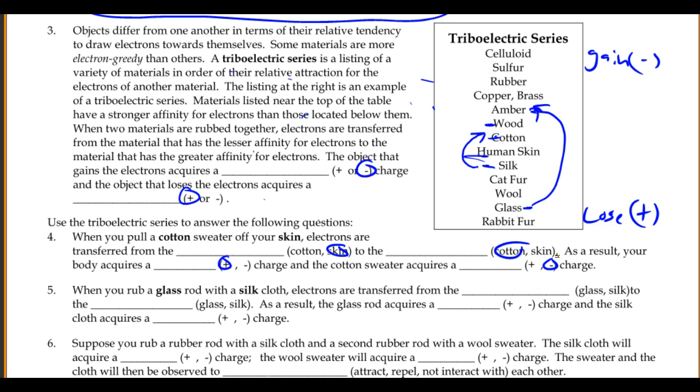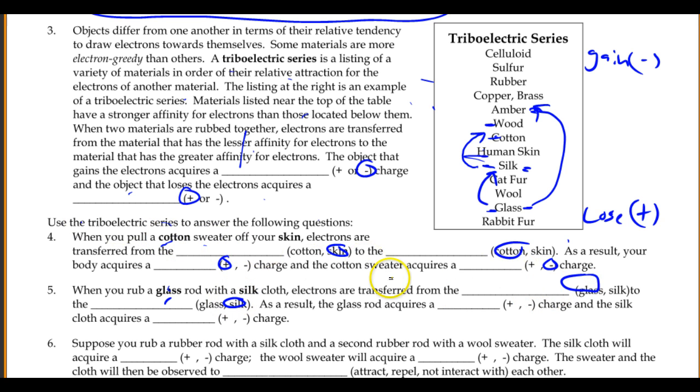If you rub a glass rod with silk, so the glass is down here, and the silk is up here, so the electrons are going to move from the glass to the silk. So from the glass to the silk.